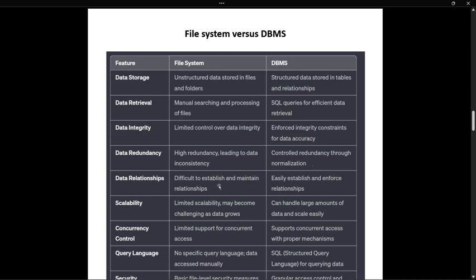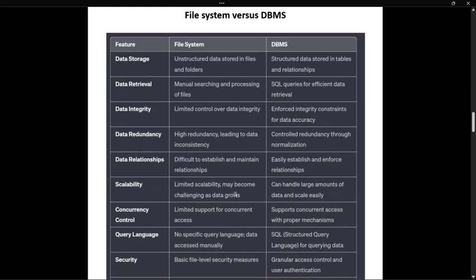Next, it is difficult to establish and maintain relationships. It is very difficult to establish and maintain relationships between files, and to gather related files together. It becomes a difficult concept when there is a large number of files. But in database management system, it is easy to establish relationships, because it is basically one line of query. Once we write a query, it automatically gathers the related tables together.